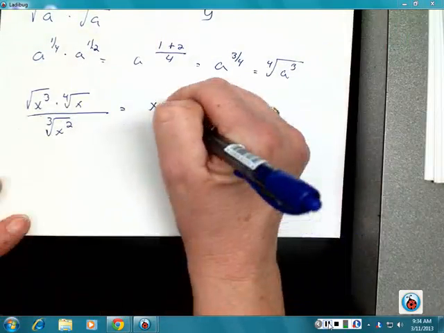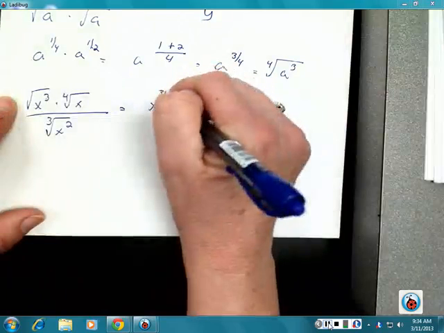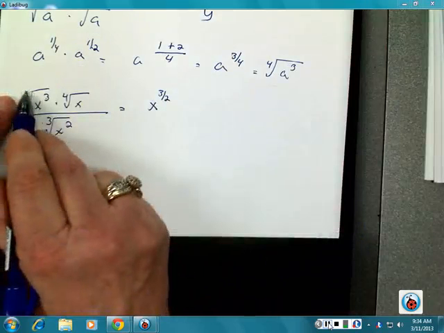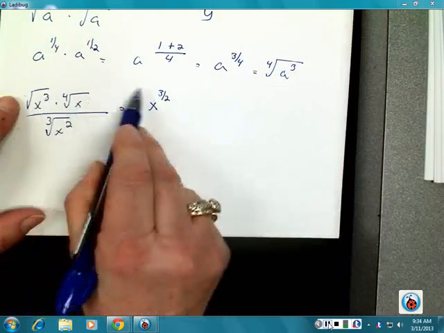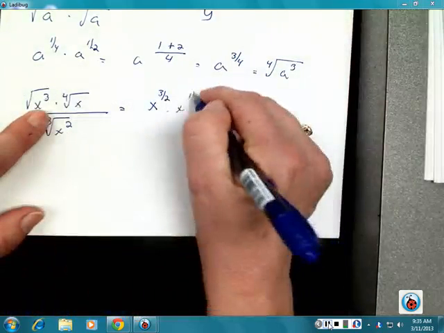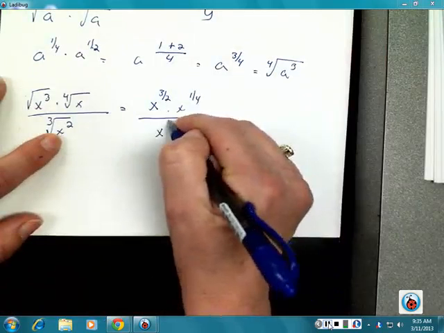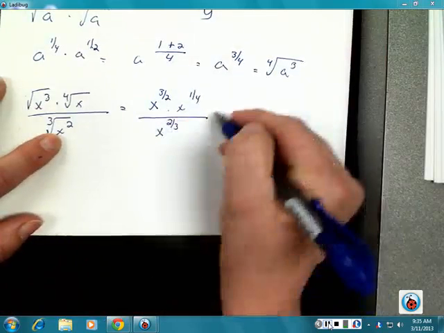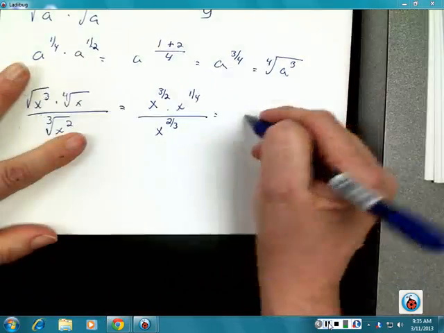But when I turn it back into fractions, this is going to be x to the 3/2, because remember the index is your denominator, your exponent is your numerator, times x to the 1/4 all over x to the 2/3. So now what would I have to do? Yep. So what's going to be my common denominator?